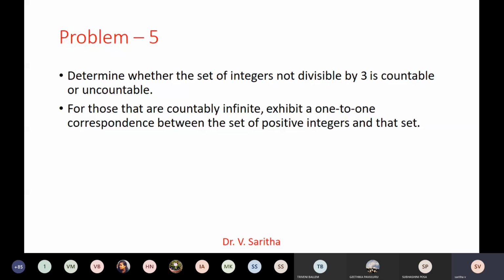For those that are countably infinite, they exhibit a one-to-one correspondence between the set of positive integers and that set. Now, for the second question, we have to define a particular function such that one element you take from the set of integers that is not divisible by 3 matches an element of the set of positive integers. So you are supposed to make a one-to-one correspondence. How are we going to do that?